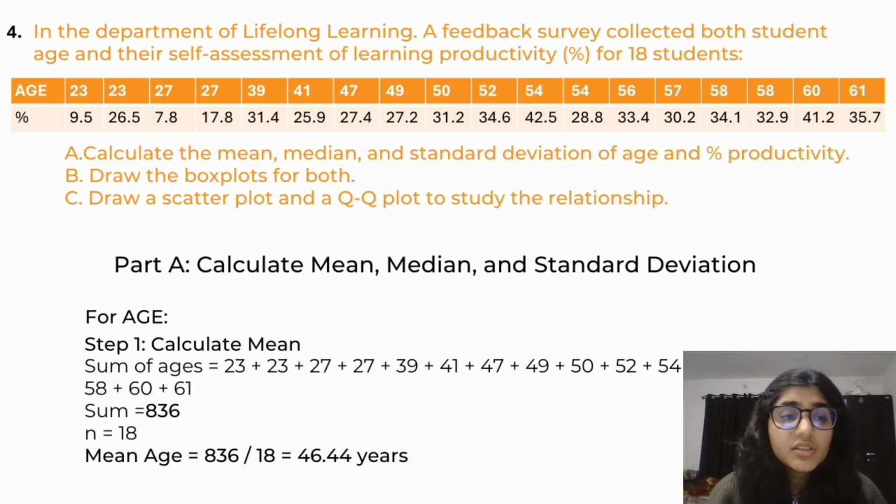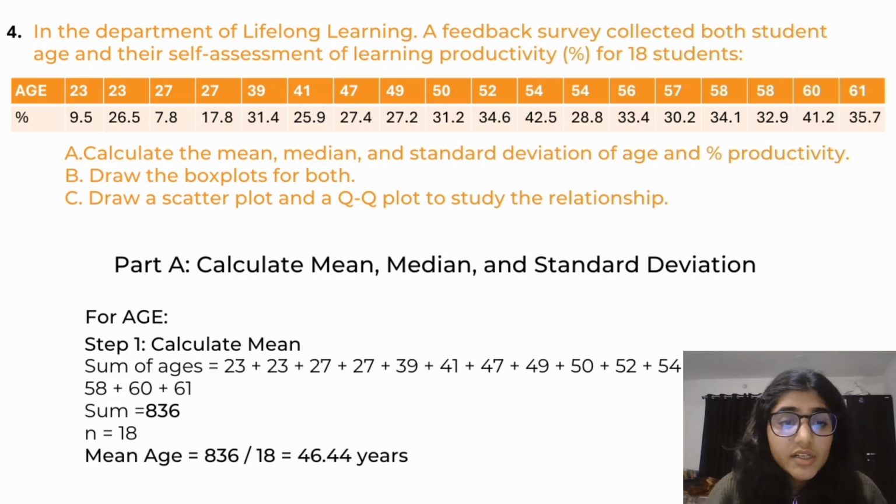In this question, the question is given as: in the Department of Lifelong Learning, a feedback survey collected both student age and their self-assessment of learning productivity percentage for 18 students. So the age and the learning productivity percentage are given for 18 students.